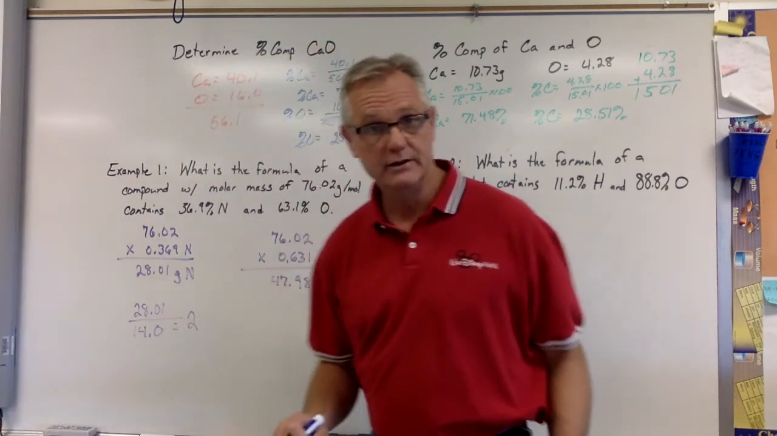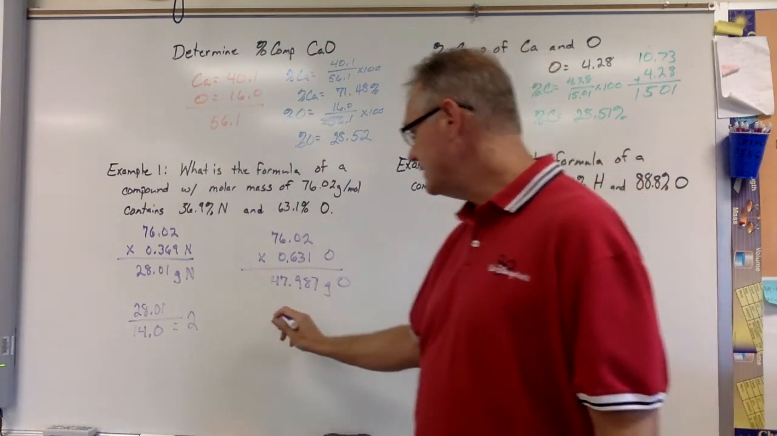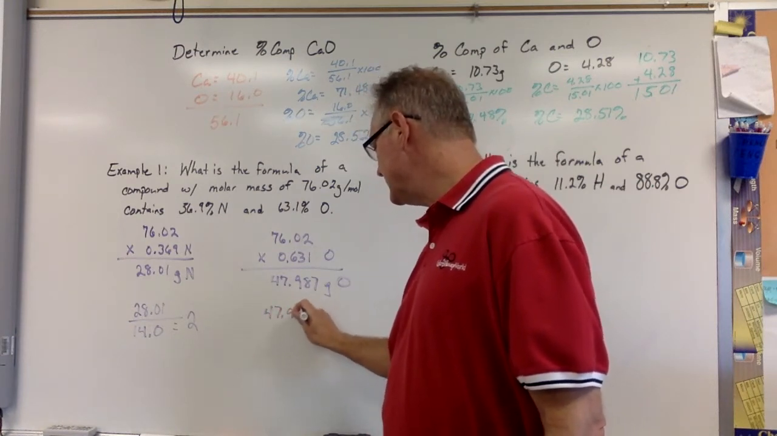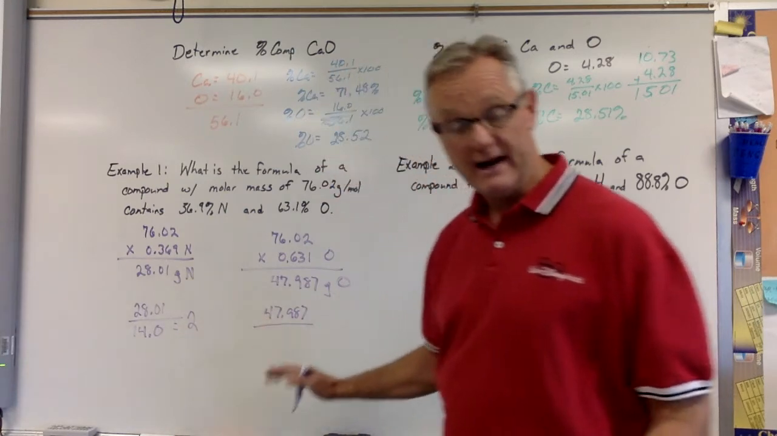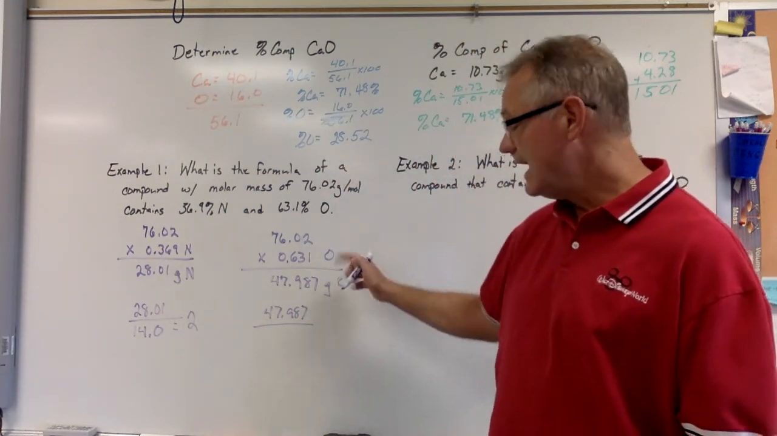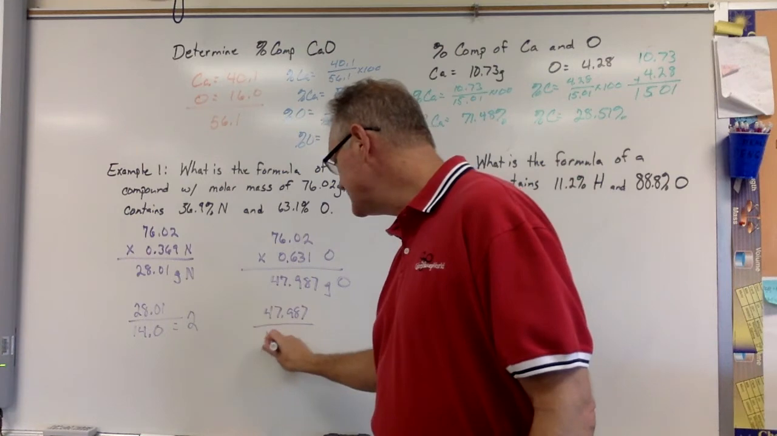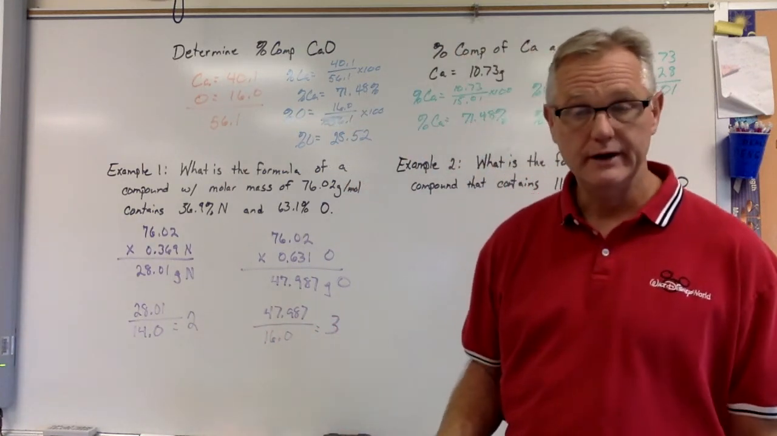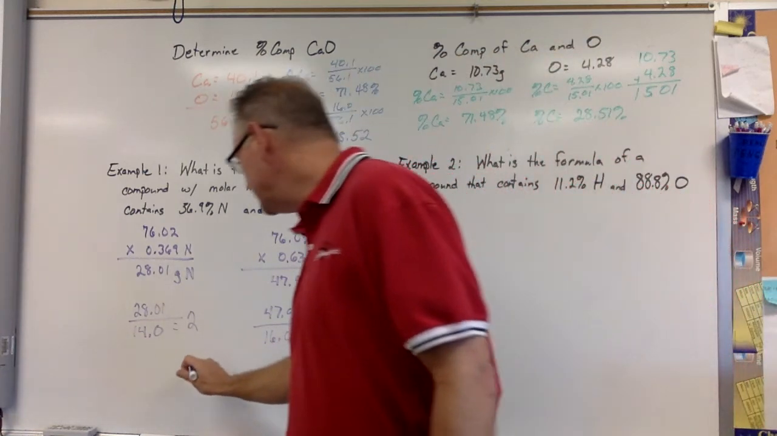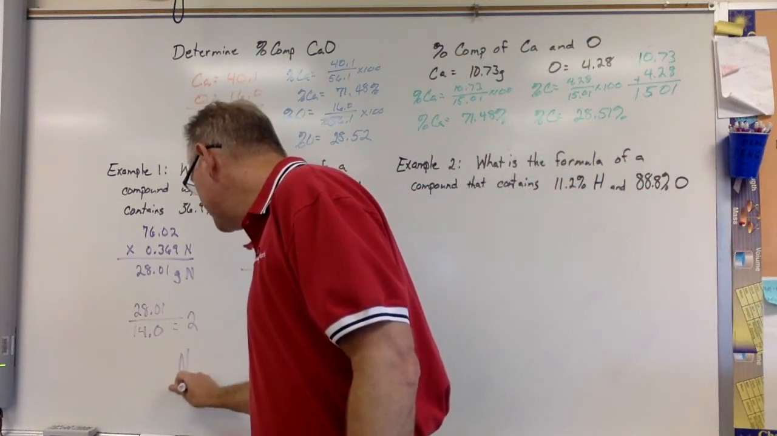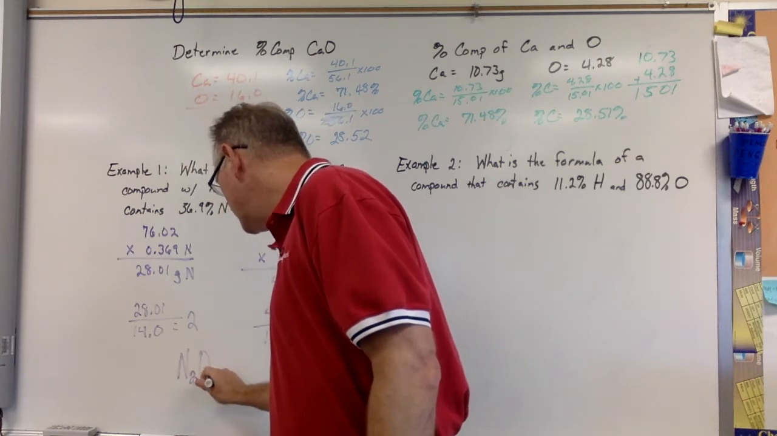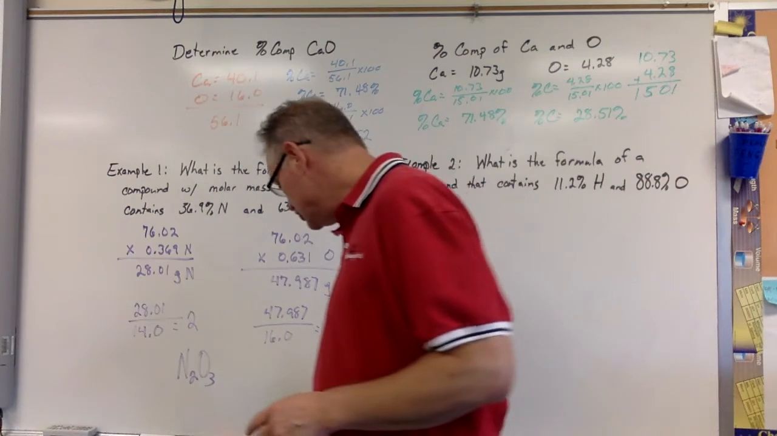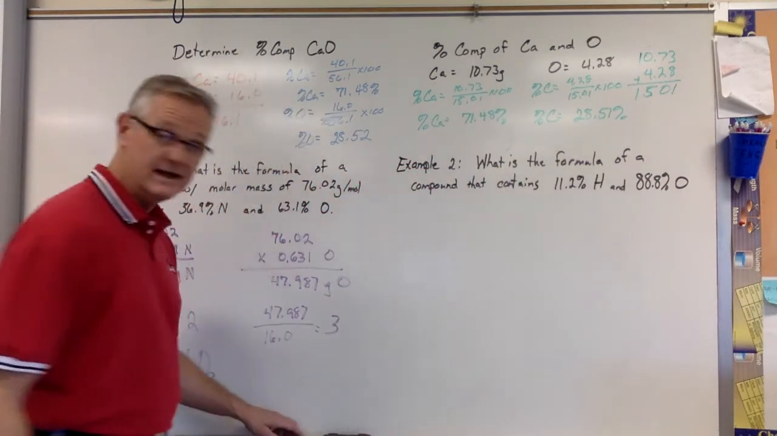That works out to be 2. I come over here and I say, well, how does this one go? Well, 47.987 divided by the total number of grams of oxygen. I know one oxygen is 16.0. That would be 3. So what does that tell me? It tells me that my formula is N2O3. You're exactly right. It is pretty easy. You just have to make sure that you follow the steps.